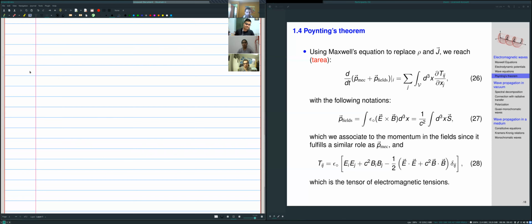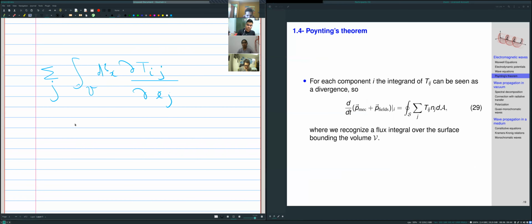So what I'm trying to say is that we have some overall components times the integral of V. This thing here can be written as, let me see, we can write it down as the integral d3x of the sum over j, and this part here I can write as the divergence of t.